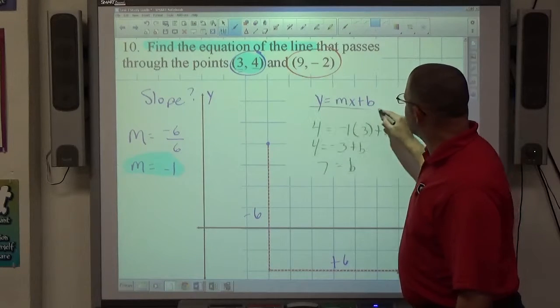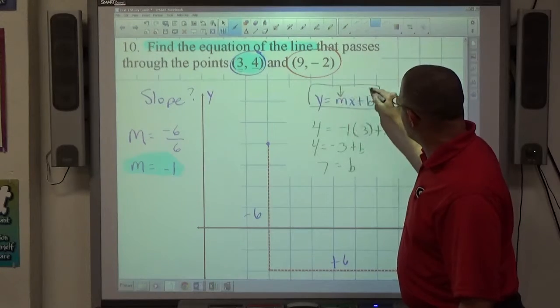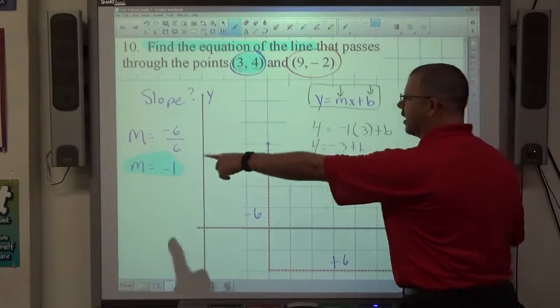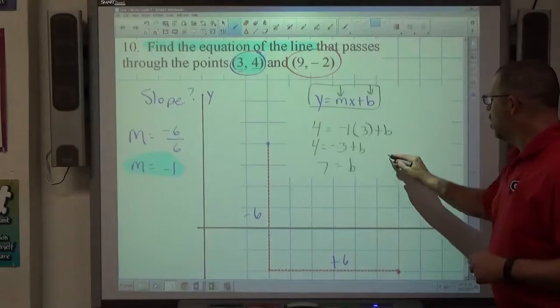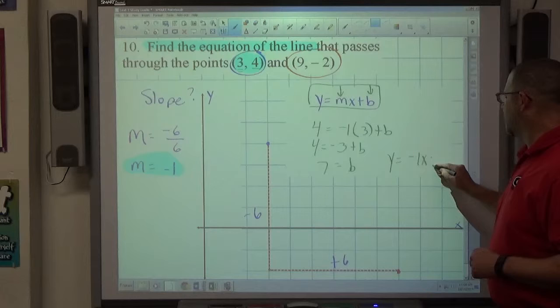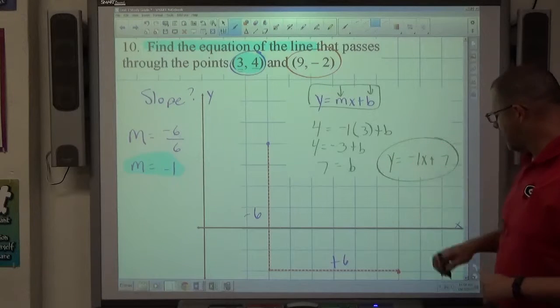The answer is always in this structure, changing m and b to their numbers. So m is negative 1, b is positive 7. Y equals negative 1x plus 7 is the correct answer for this problem.